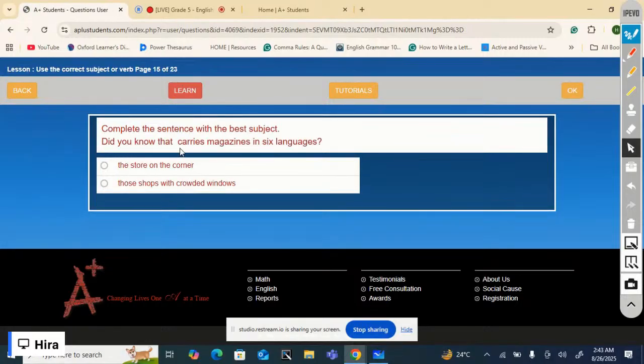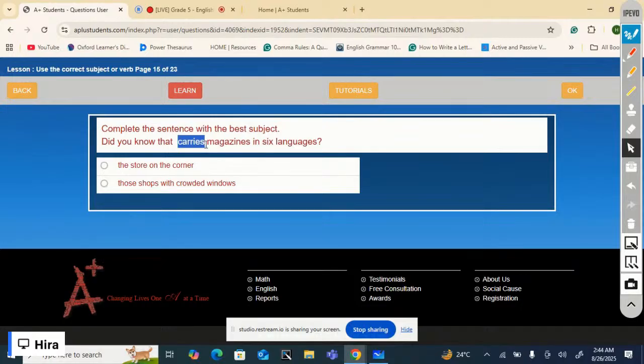Did you know that blank carries magazines in 6 languages? The name of the magazine is missing here, which means the subject is missing. The store on the corner or those shops with crowded windows. Store on the corner. Store is singular, means one store. It's a singular subject, first one. Those shops means more than one shop. It's a plural subject. Now look at the verb carries.